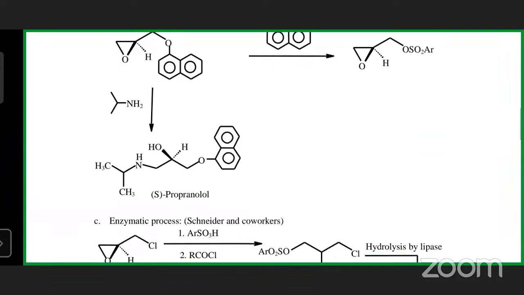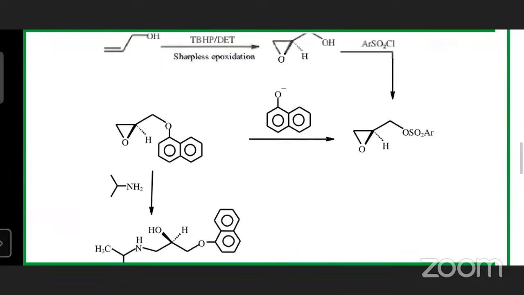The process involves a Sharpless epoxidation, and another is an enzymatic process, right? Enzymatic in vivo reactions, enzymatic process. So here also the same method is involved, but the only difference is we use the lipase enzyme.